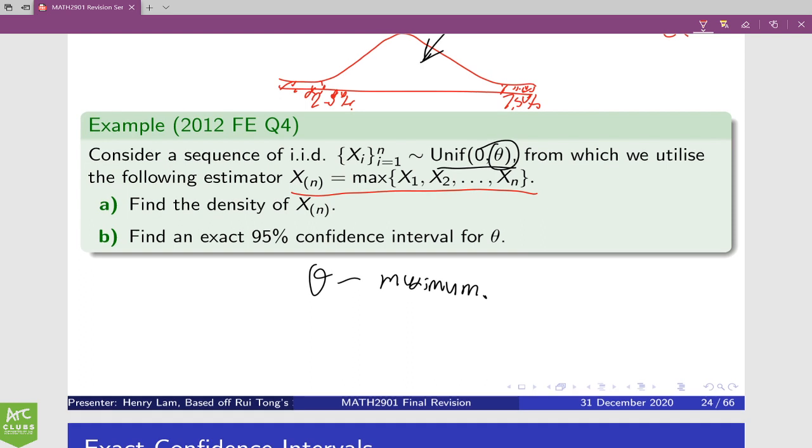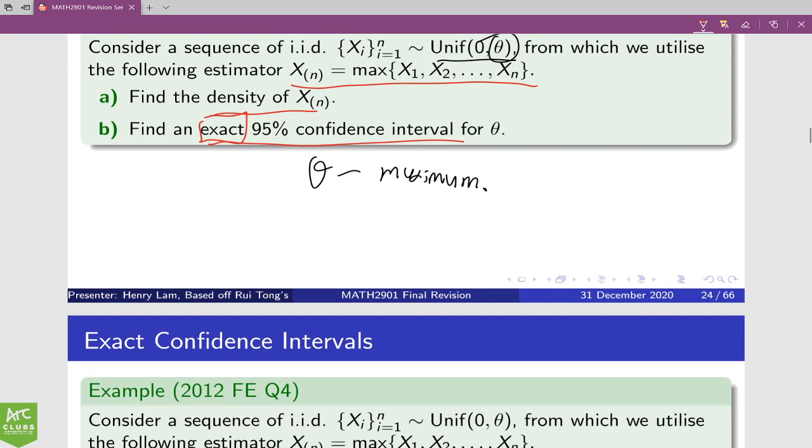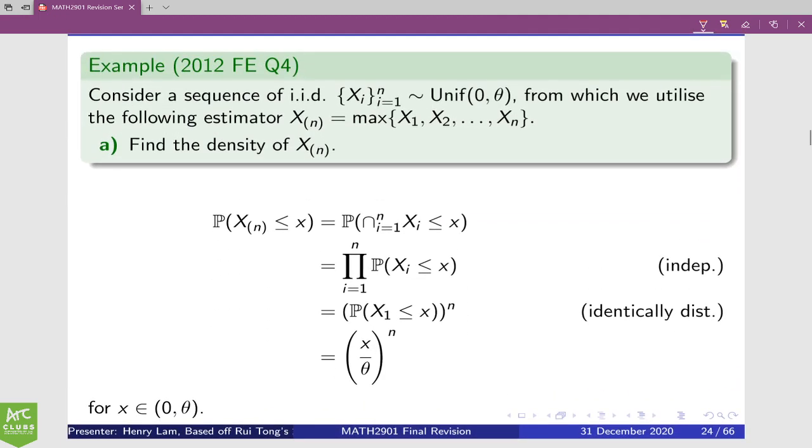Now this question has two parts. You want to find its density, and after that find an exact 95% confidence interval for theta. So we'll do the first part first: a density for this. This is probably something similar you've seen before in the previous seminar, so I'll briefly go over it.